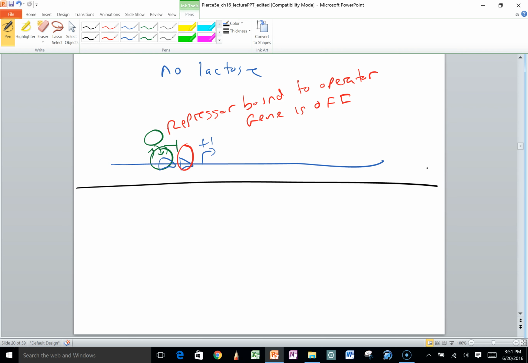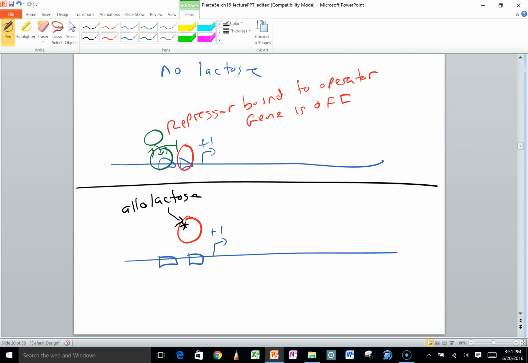Then when you add lactose, lactose binds onto this repressor. Let's say this is lactose, and it's actually allolactose that does this, but I don't care. Call it lactose, call it allolactose, whatever you want. It binds onto the repressor and causes the repressor to let go of the operator. Then if the RNA polymerase is bound to the promoter, it can cruise along and transcribe the gene.